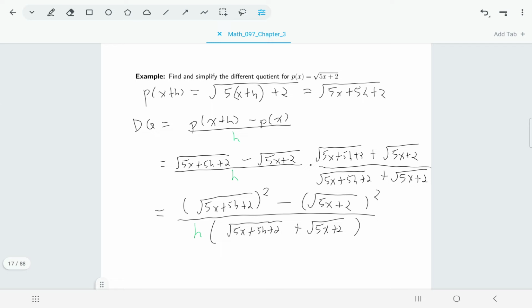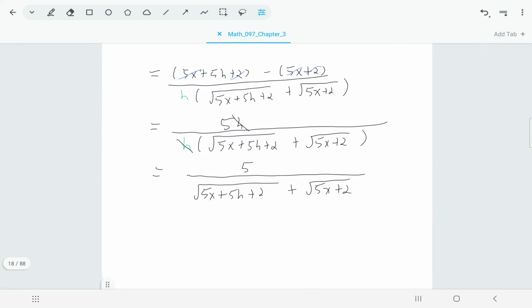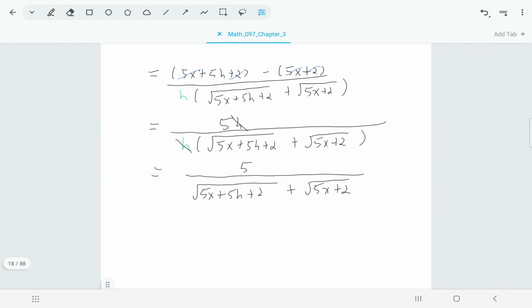In fact, in order for us to simplify our difference quotient, we have to leave our denominator in that form. We really have no other way around it.